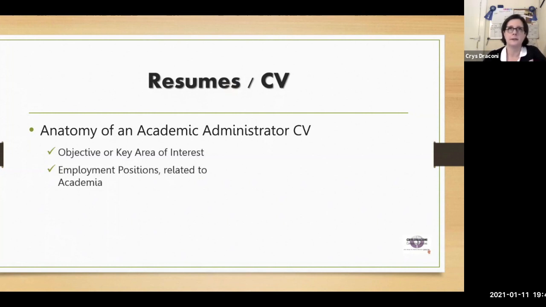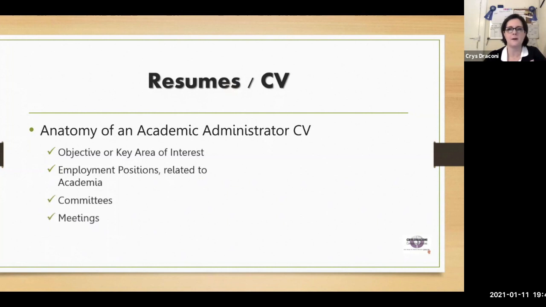Say you've worked a position before that gave you skills for academia, but it wasn't in academia. Like maybe you worked as a registrar or something like that, or you did data entry or whatever. You could relate those to that.